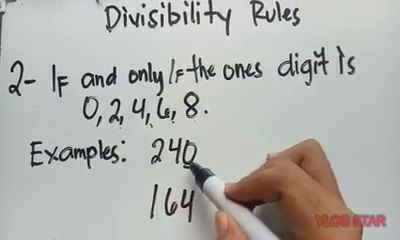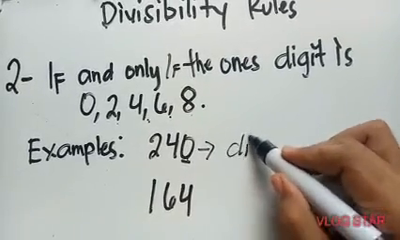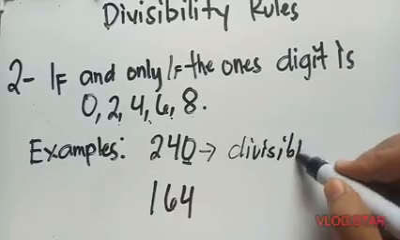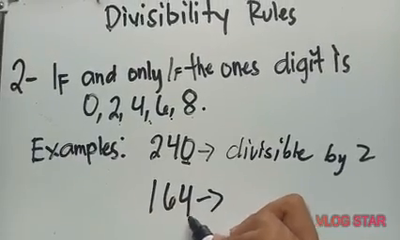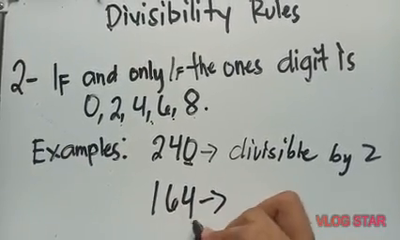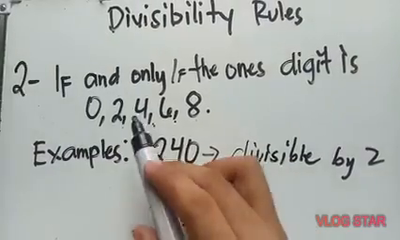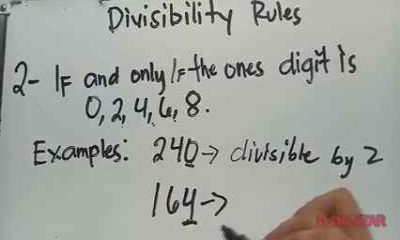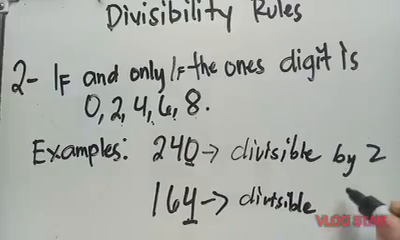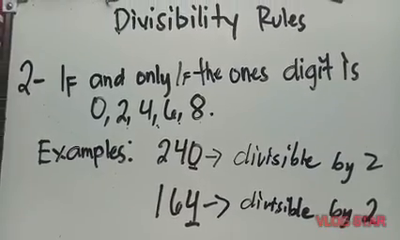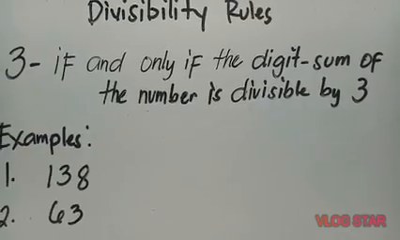So since 240 ends with 0, it means this is divisible by 2. Next, 164. Since the ones digit or the last digit of 164 is 4, it means that 164 is divisible by 2. So that is the divisibility rule for 2.